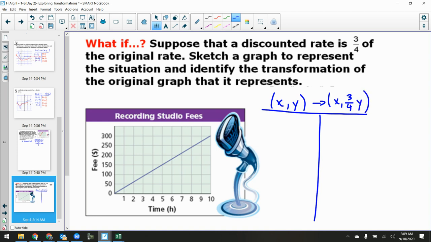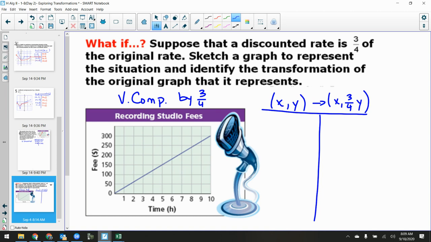So what is this again? Well, this one is a compression, but it's still vertical, right? I'm changing the Y value. So now I'm going to say vertical compression by 3/4. Not only give me direction, give me what it is, and the magnitude.